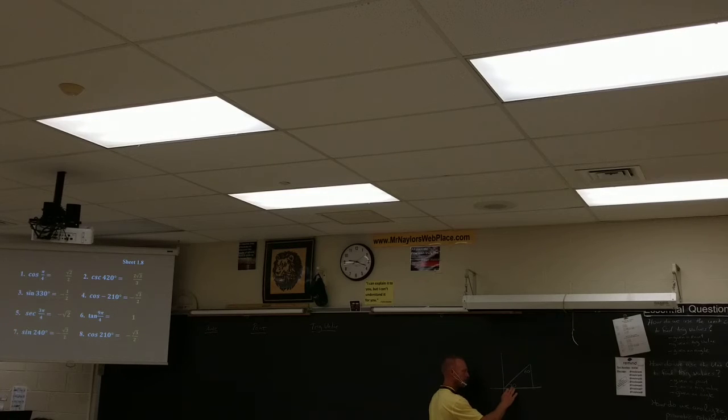But wherever the 30 ends up, the 1 is going to go across from 30. The 2 is always the hypotenuse. And then across from 60 is always root 3. But again, the triangle might be over here, over here. The 60 might be flipped, but across from 30 is always the 1. And that's usually where I start as we label 1, 2, root 3.